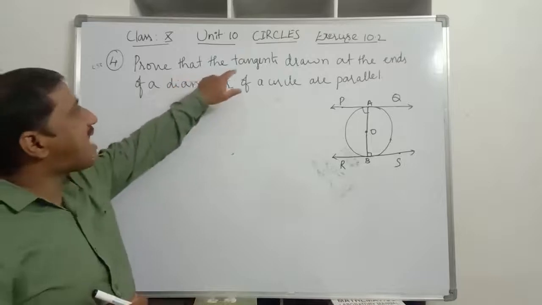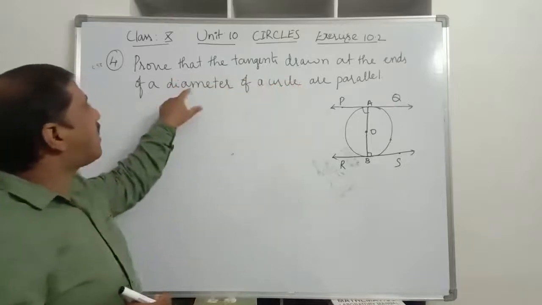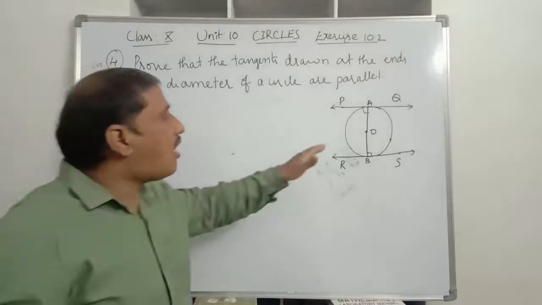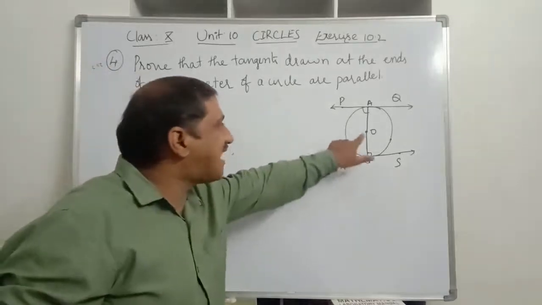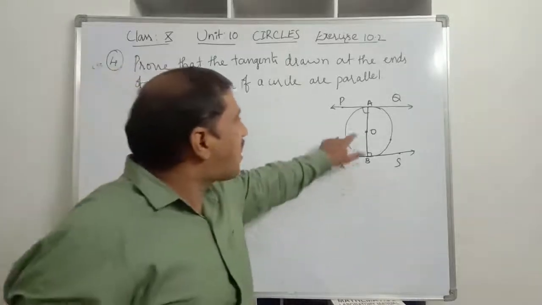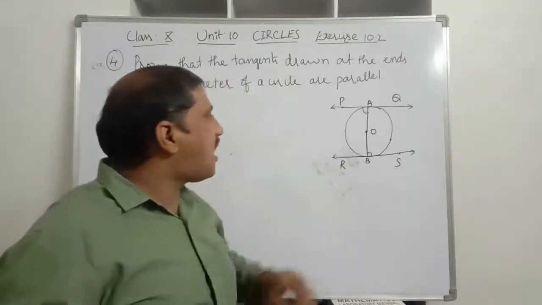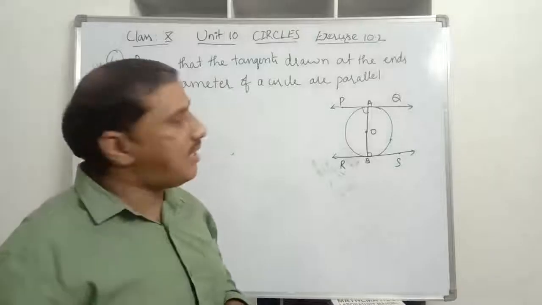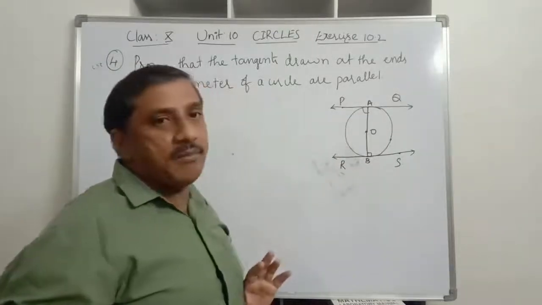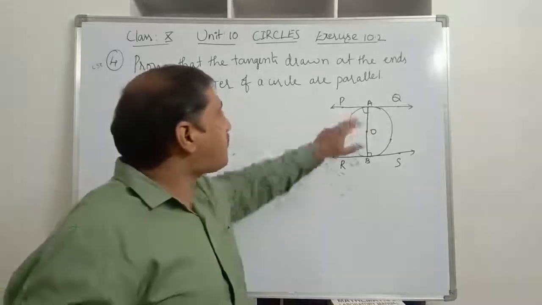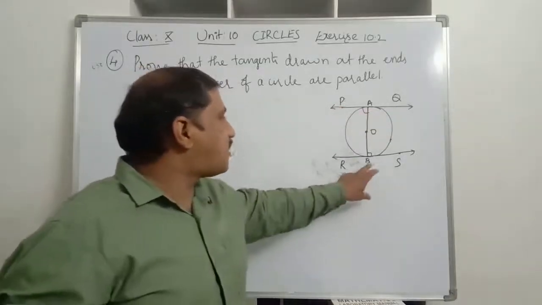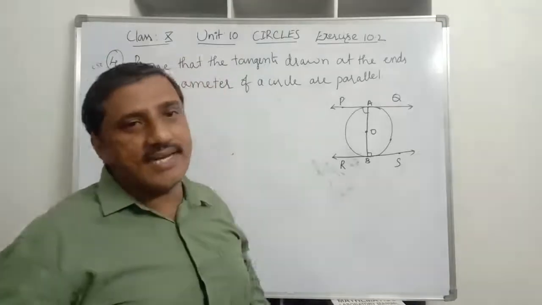Prove that the tangents drawn at the end points of a diameter. What is a diameter? The longest chord, or the chord which passes through the center of the circle, is known as the diameter. Here in the figure, AB is the diameter and O is the center of the circle. The end points of the diameter are A and B. Through point A, PQ is one tangent and through point B, RS is the tangent.